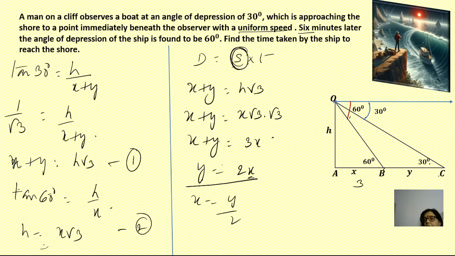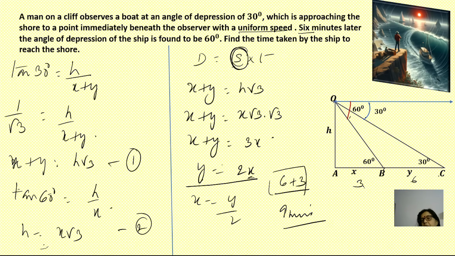Now, the question says to find the time taken to reach the shore. That means he has taken 6 minutes here, 3 minutes here. So the time taken to reach the shore will be 6 plus 3, that is 9 minutes.